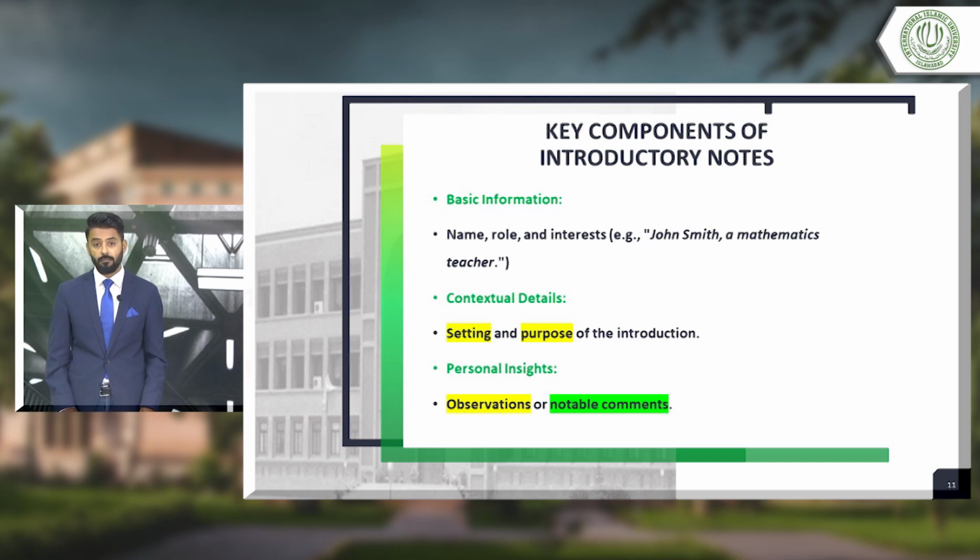Sometimes we are interviewing somebody for a job, sometimes we just want to know about that person, and sometimes we want to seek an introduction so that we can tell others about that personality. So what is the purpose of that interview? That is a very important component of introductory notes. The third thing, of course, is personal insights, which is very important in my opinion. When you are writing something, of course you are observing as well.